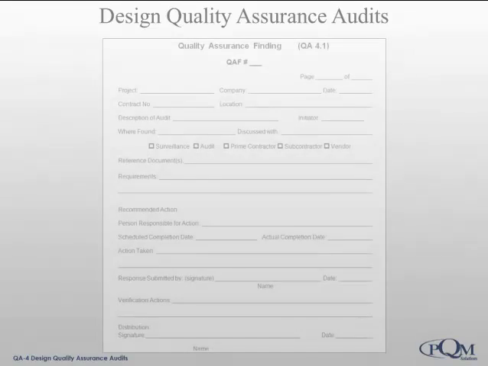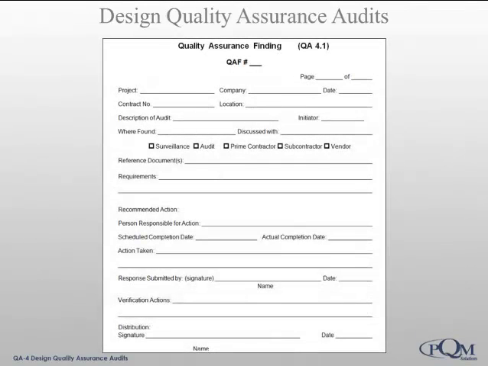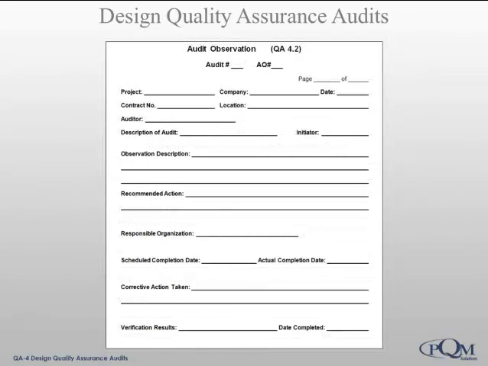This exhibit is an example of the Quality Assurance Finding Report. This report includes the description of the audit, the recommended action, the person responsible for that action, and the documentation of the verification of those actions. This exhibit is an example of the Audit Observation Report, detailing the description of the observation and the recommended action.